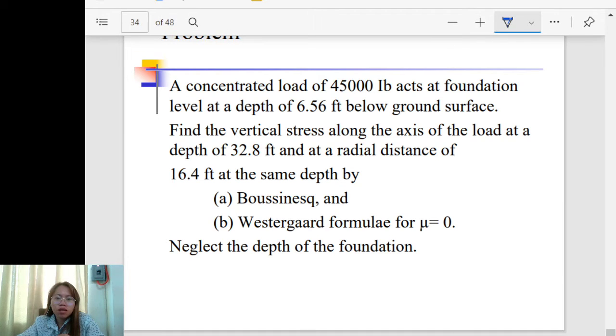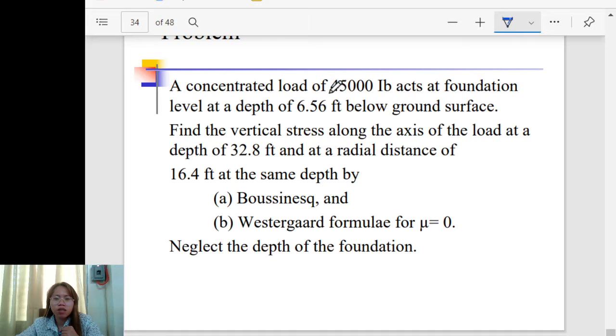An example, we have here an example. A concentrated load of 45,000 pounds acts at foundation level at a depth of 6.56 feet below ground surface. Find the vertical stress along the axis of the load at a depth of 32.8 feet and a radial distance of 16 feet at the same depth by using the Boussinesq and Westergaard formula. For the Westergaard formula, the Poisson ratio is equal to 0. Neglect the depth of the foundations.